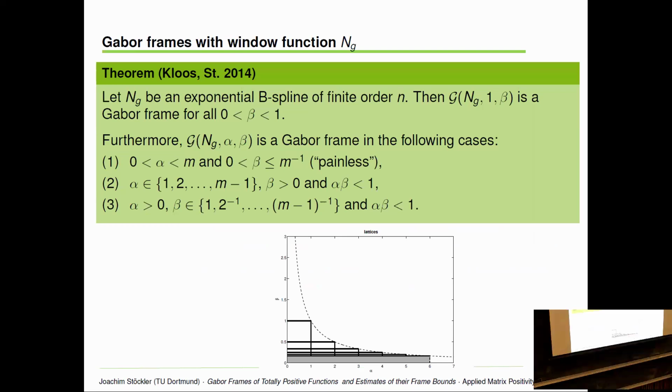Here's the result we showed. For alpha equals 1, for example, we can show that all betas from 0 to 1 will belong to the frame set. So these lines should represent the conclusion from this result, that all these points belong to the frame set. So for all parameters alpha, beta, which are marked either gray or black, you have a frame.